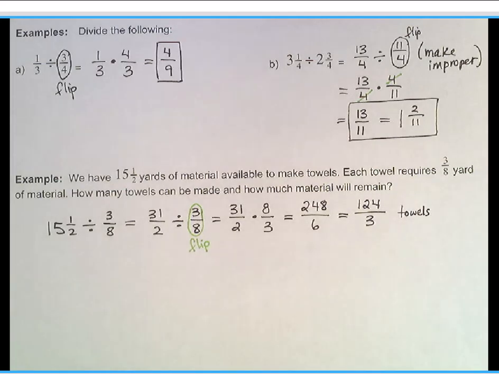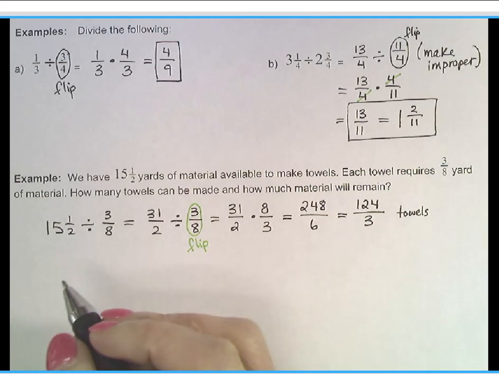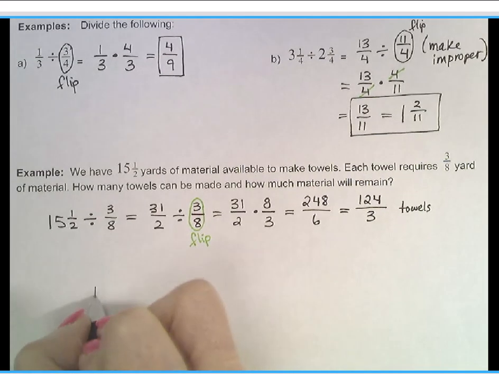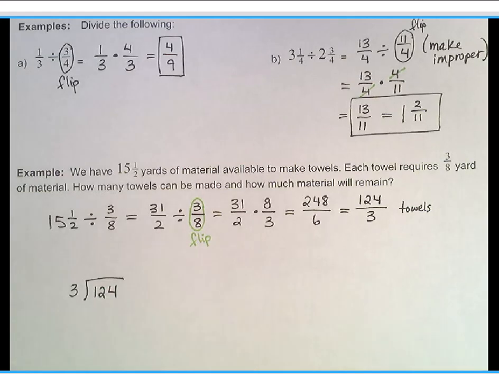But you're probably not going to tell somebody, go make 124 thirds towels, right? Like, how do they make a third of a towel? That doesn't make sense. So we need to convert this back to a mixed number because it makes more sense. So we're going to have to divide this. So I'm going to take 124 and I'm going to divide by 3. And I'm just going to use long division to do this.